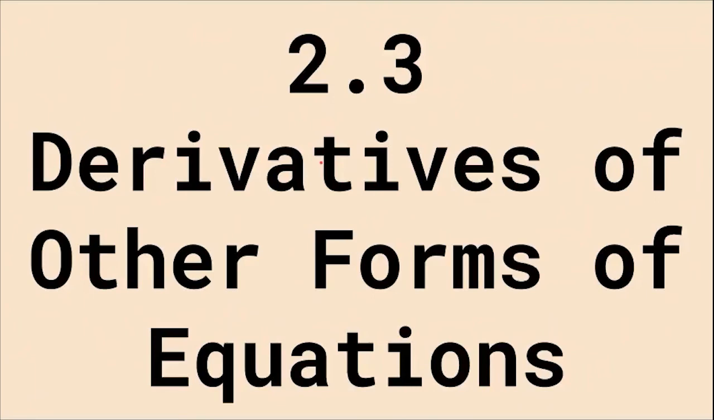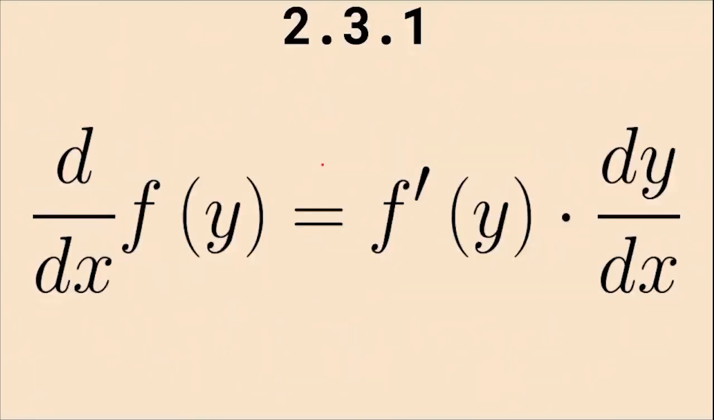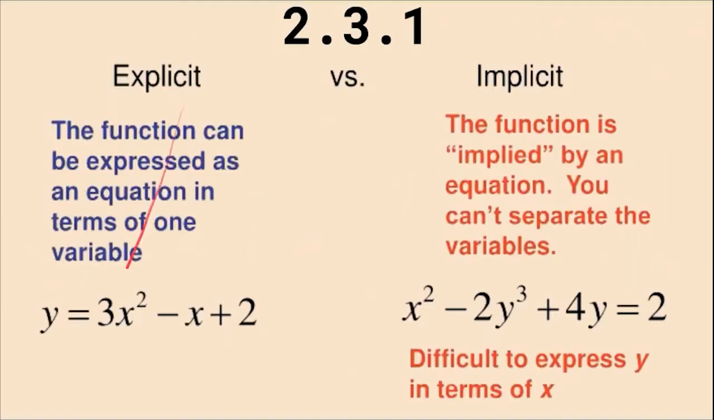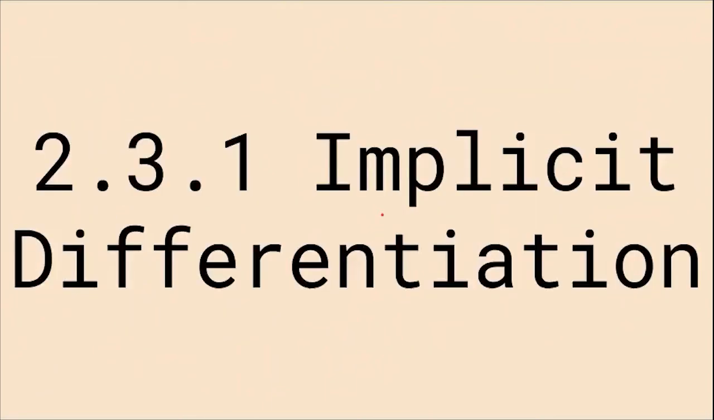Okay, derivatives of other forms of equations. So we did implicit differentiation for this one. If the y doesn't match, so say you have a function with respect to y here, you have to just take the derivative like normal, but then the rule is you multiply by dy over dx at the end of it. And explicit is when you could actually solve for y, you could isolate the y. Implicit, you cannot. So because of that, you have to use implicit differentiation.